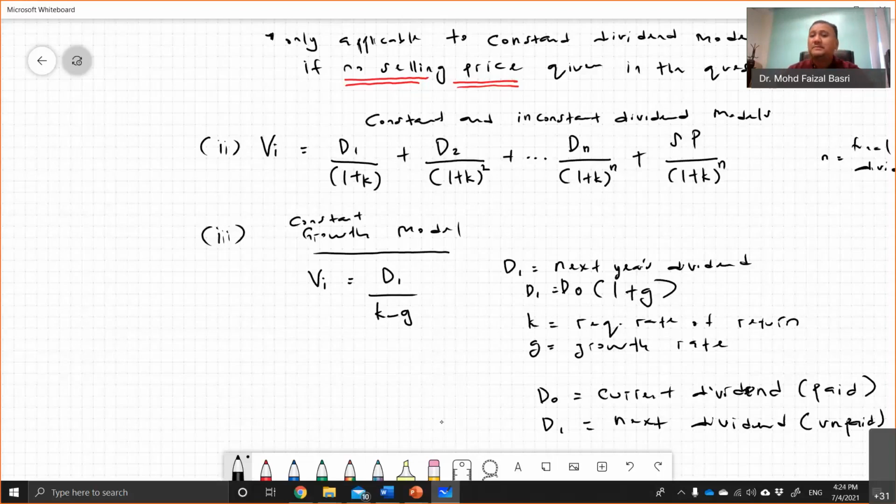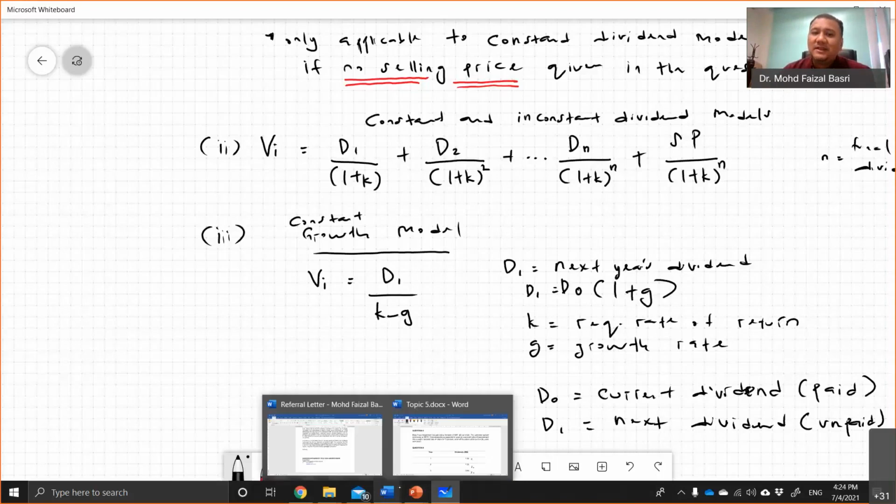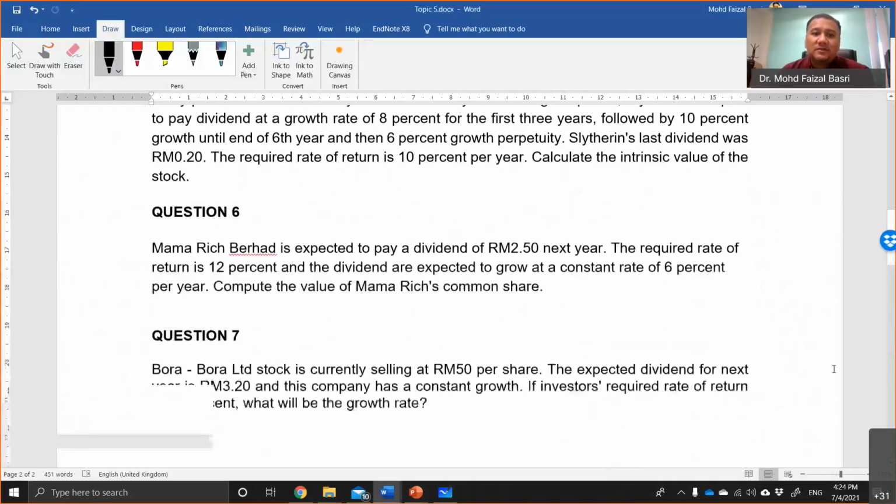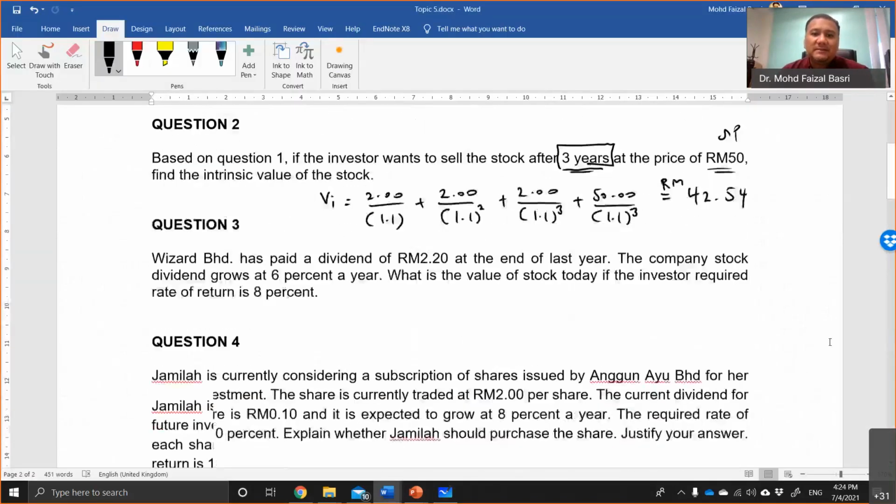Okay, so that will be the main difference. The trick, meaning the trap, I can say, is by having this D0 or D1. So what you need to do is basically to read the question carefully. That's the only thing that I can suggest or advise you. So maybe you can take a look at some examples.